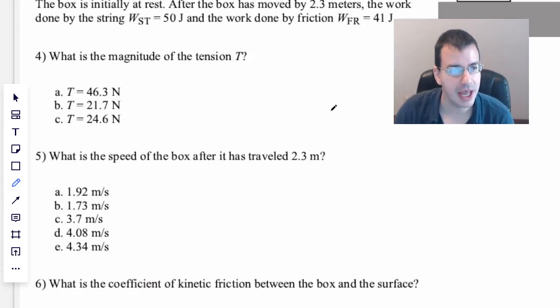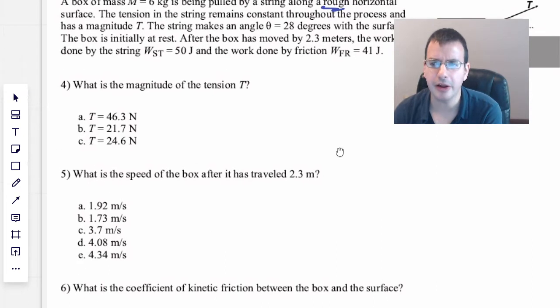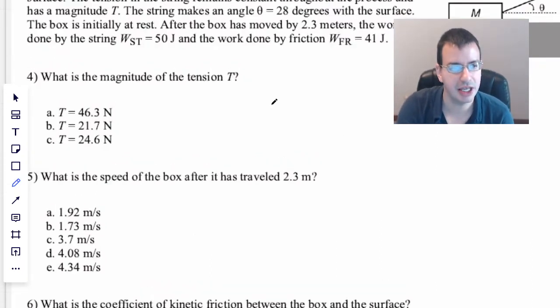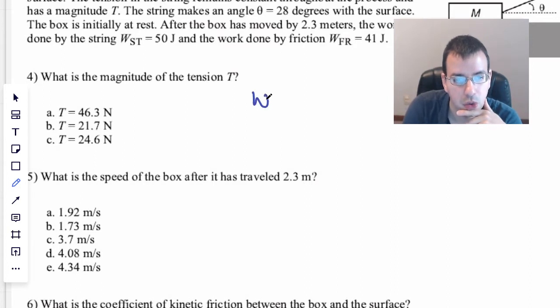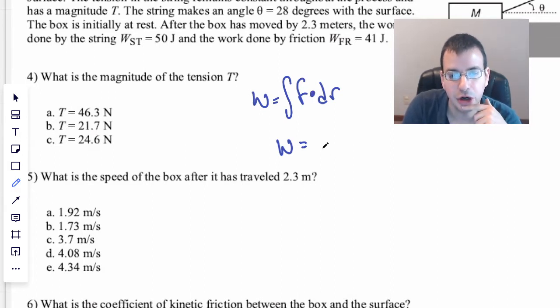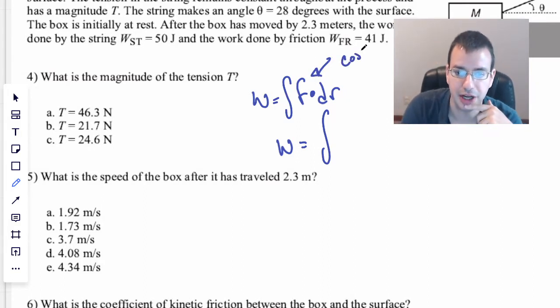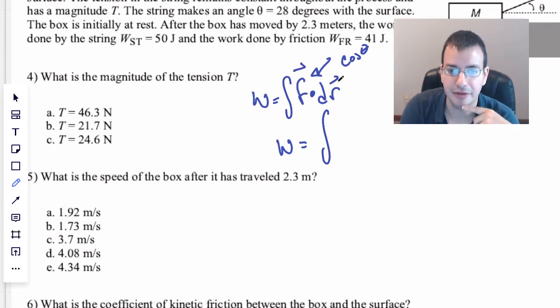What is the magnitude of the tension T? Okay, magnitude of tension T. So we're going to say here, so we know work equals integral F dot dr. We know that the force is constant. So, well, first, this is a dot product. So that's going to be parallel with. You can think of dot product as cosine of theta, where theta is the angle between F and r.